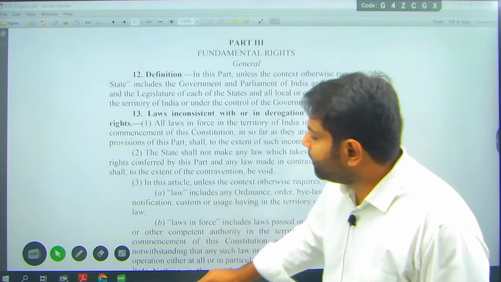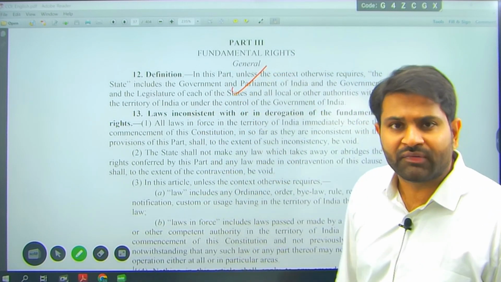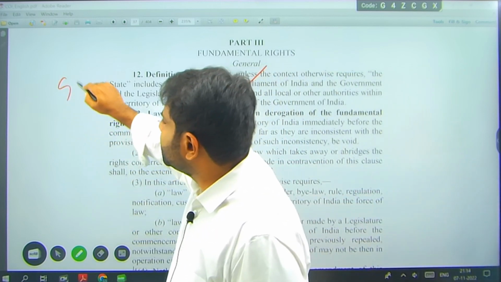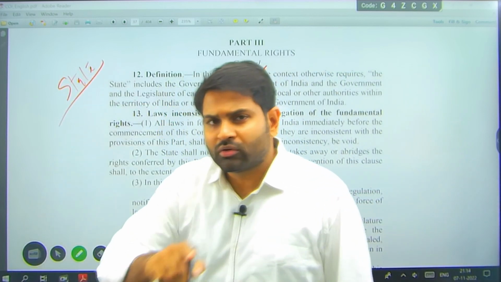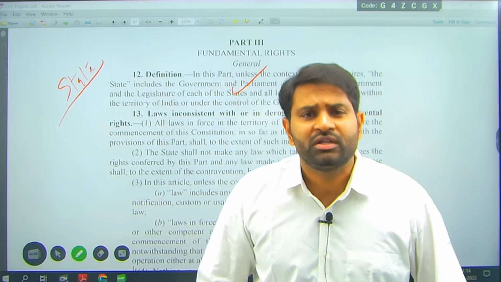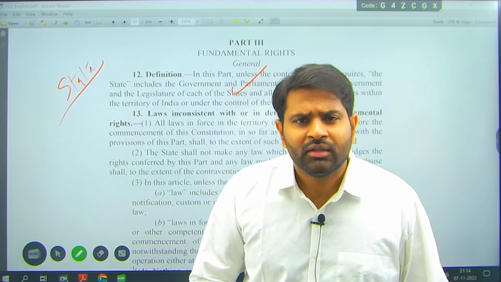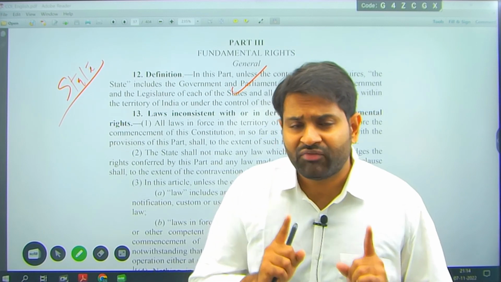So now the important articles here. Article 12, definition of state. Remember Article 12, definition of state, features of state. What is state? What is not state? What is political authority? What is not political authority? This will be there in Article 12.